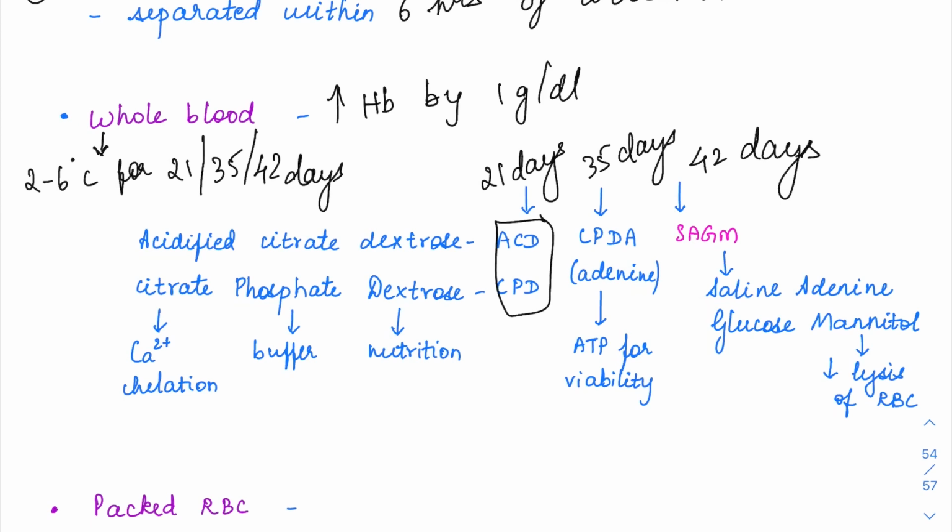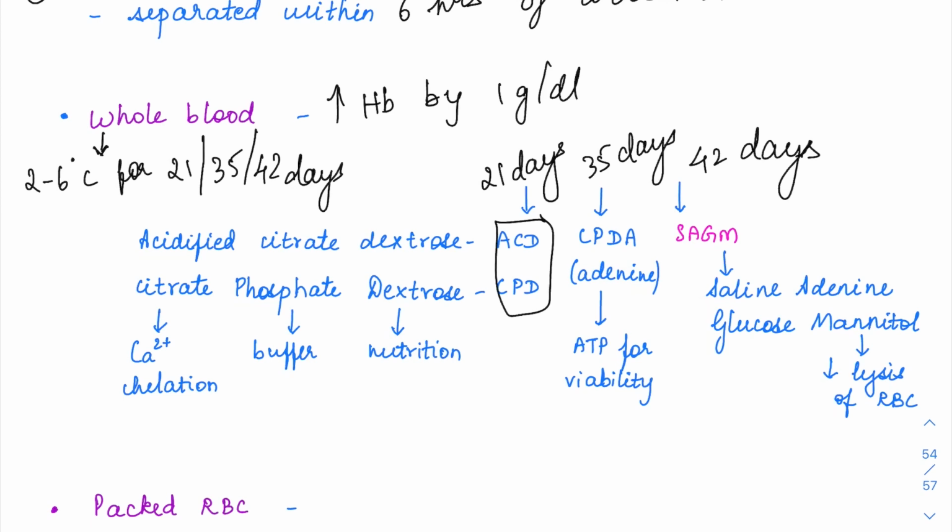So this is important. What is the function of each of these components? Citrate is a calcium chelator. Citrate is used for calcium chelation. Phosphate is a buffer, and dextrose is for providing nutrition to the RBCs. And CPDA is the same CPD plus adenine. Adenine is used for increasing the shelf life of the whole blood. Here it is actually providing the ATP. ATP comes from adenine, and it is used for the viability of the cell.